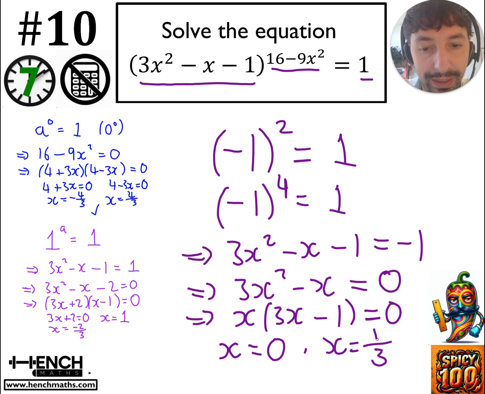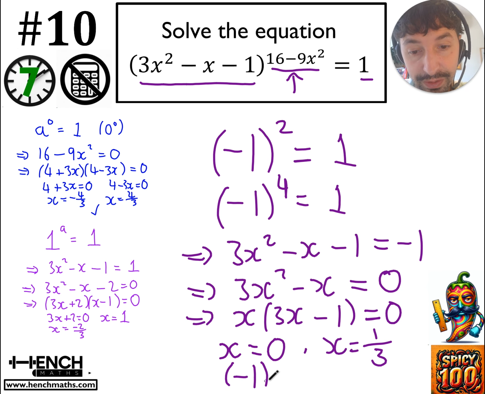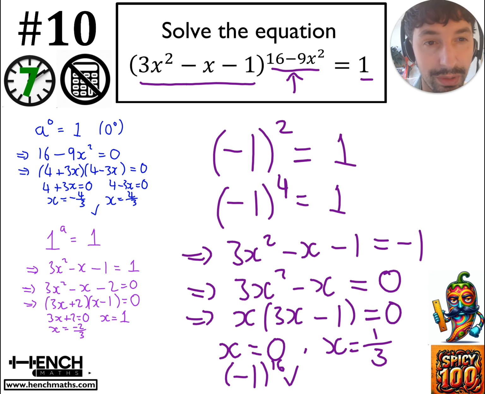Now we just need to double check. If I put 0 into my power here, I can see that 16 subtract 9 times 0 squared is just going to be 16. So for this one, I'd end up with negative 1 to the power of 16. So that will give us a positive 1. If I put a third in, so 9 times a third squared, a third squared is a ninth, 9 times a ninth is 1, 16 subtract 1 is 15. So for this one, I'd get negative 1 to the power of 15, which would be a negative because it's an odd power. So actually, we're going to discount this solution.